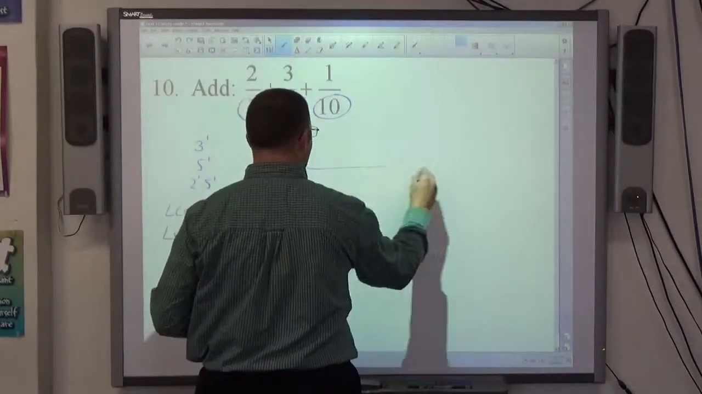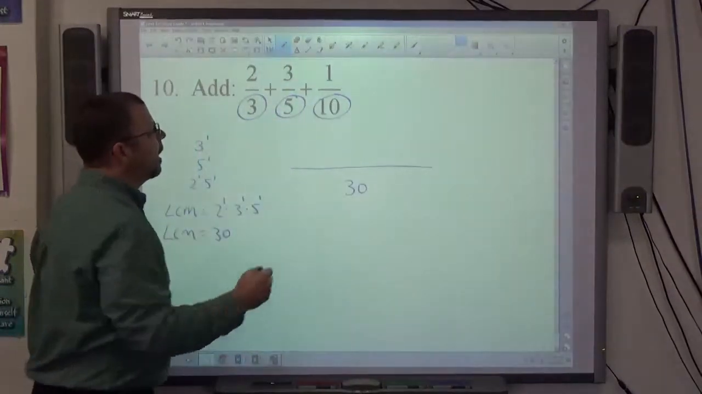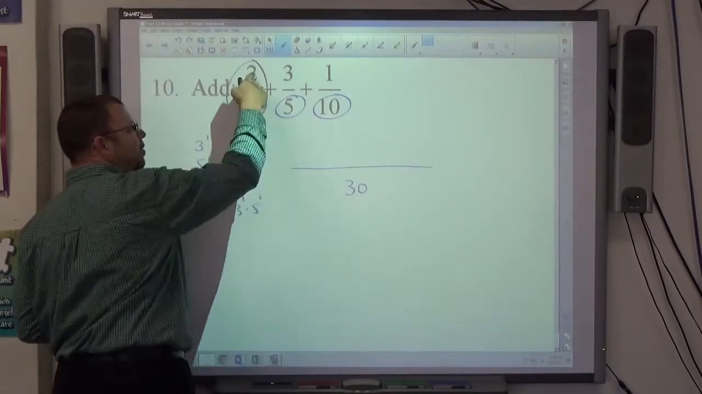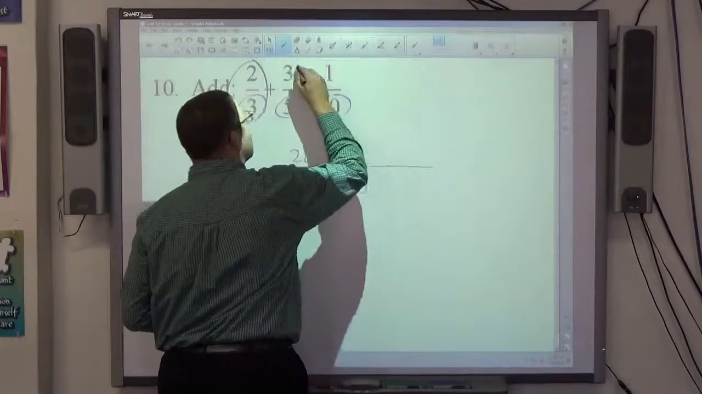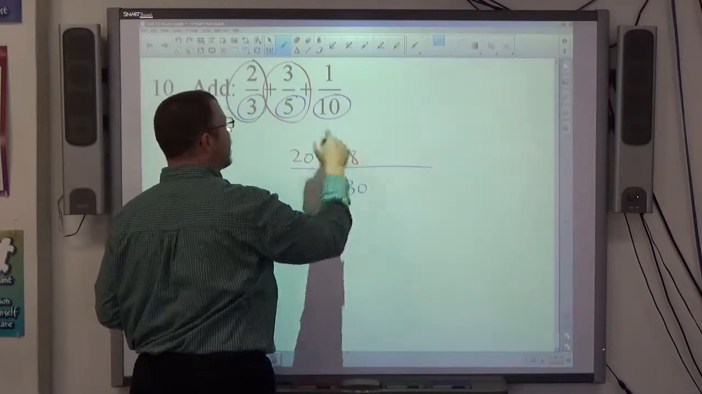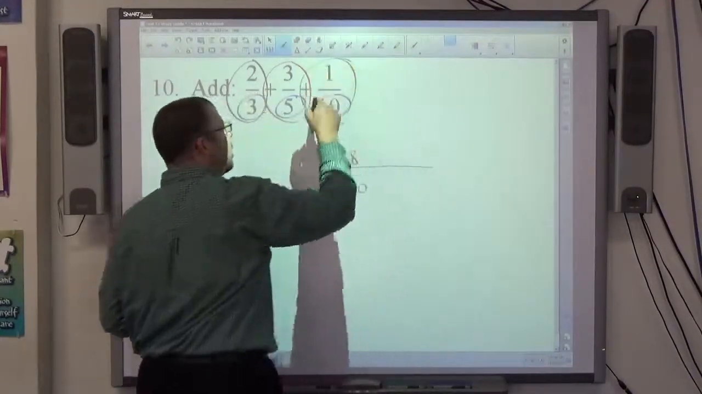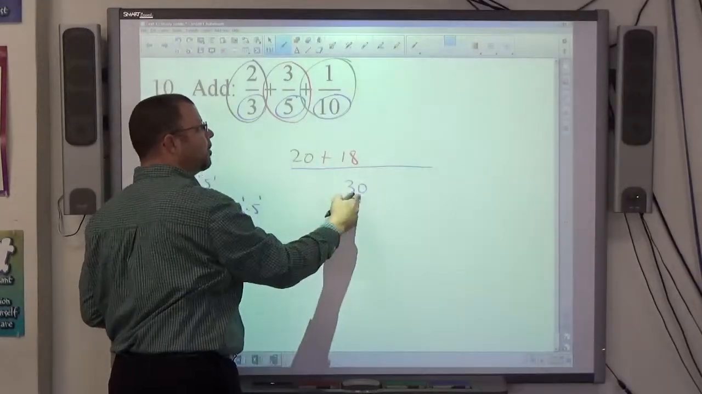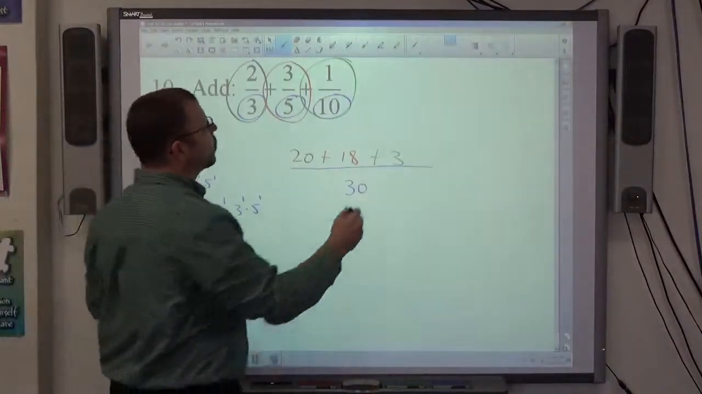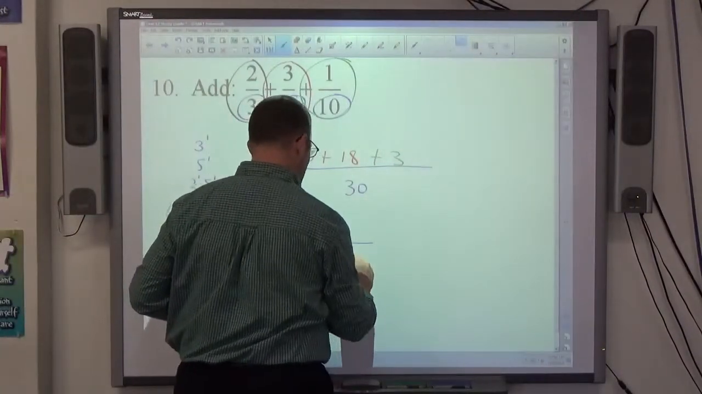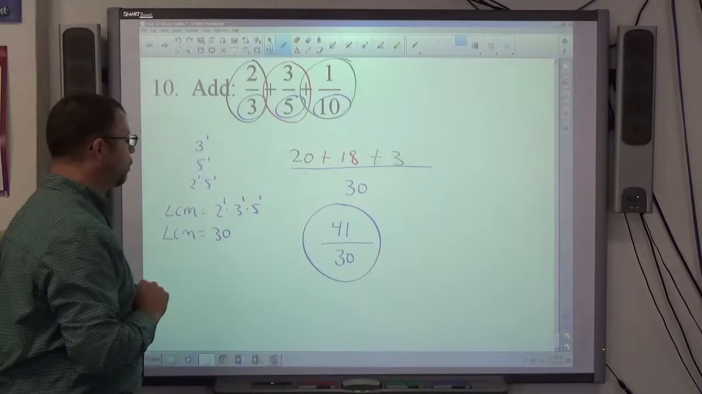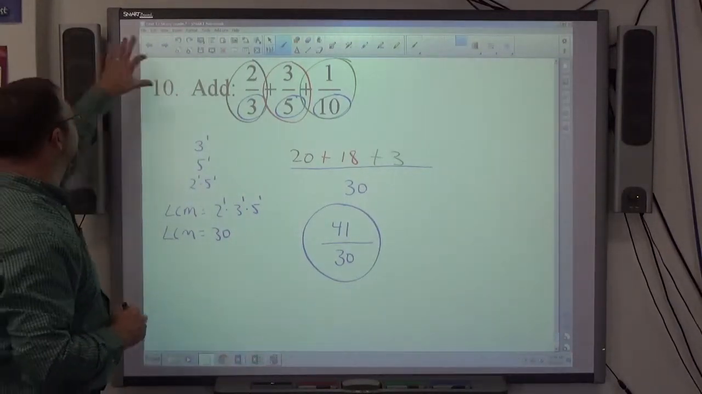And then what my recommendation is with fractions, always just make one big fraction bar, and then just fix each fraction individually. So this, 3 is what it was, 30 is what it is now, that's times 10, so 2 times 10. Second one, 5 is what it was, now it's 30, times 6 is 30, so 3 times 6 is 18. That's being added. 10 is what it was, 30 is what it is now, 10 times 3 is 30, 1 times 3 is 3. Again, it's plus, 1 times 3 is 3. And then once you get all the numerators correct, then it's just a matter of adding them up. 30 is the denominator, 20 and 18 is 38, plus 3 is 41. So 41/30 is the sum of the 3 fractions there.